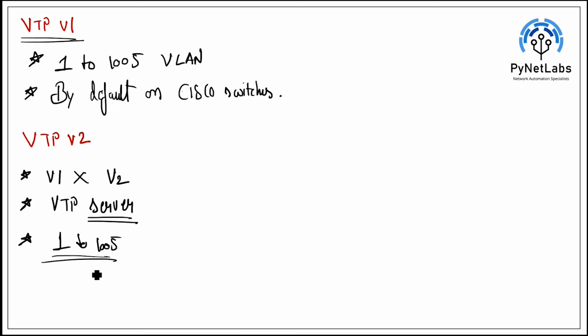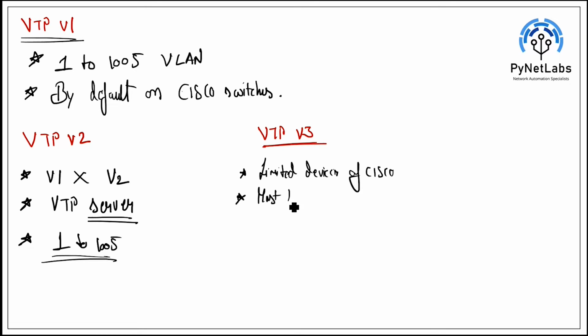Now, lastly, you do have VTP version 3. VTP version 3 is somewhat new to you as well, as it is a part of CCNP. It is supported on limited devices of Cisco, all in the category of Cisco Catalyst switches, the smart devices. It is the most flexible of all these versions, and it supports the concept of private VLANs.